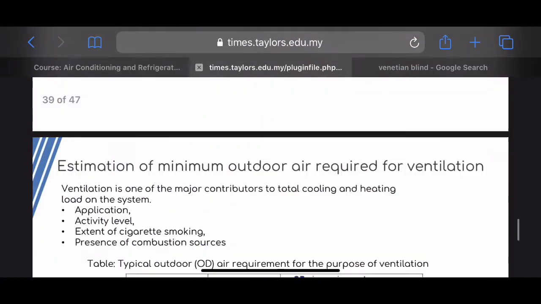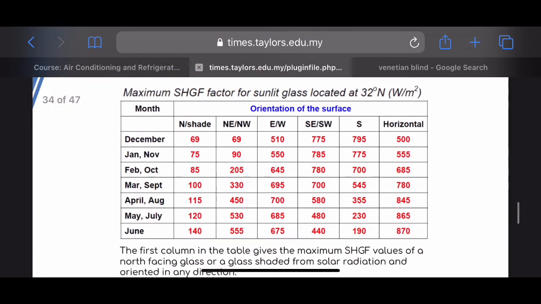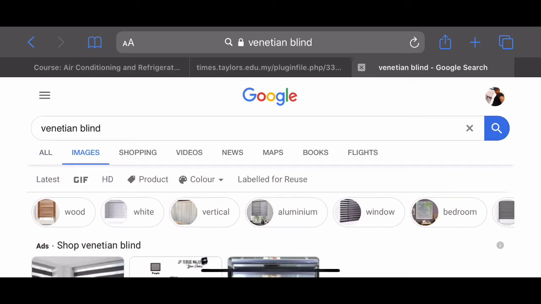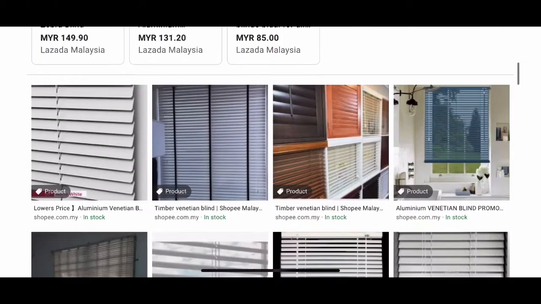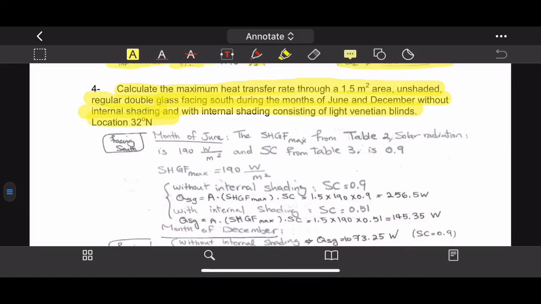For example, this is solar time. What else? I think we can go up, and here is the orientation of a surface facing whatever direction at 32 degrees north. There it is. And also Venetian blind. So this is the Venetian blind. The one that you have in campus as well is called Venetian. That means you can open and shut it.